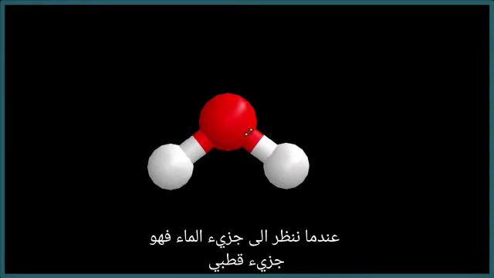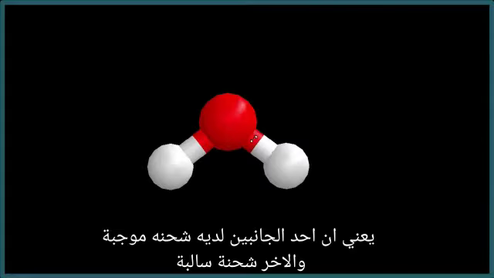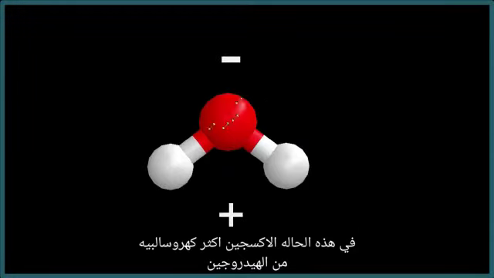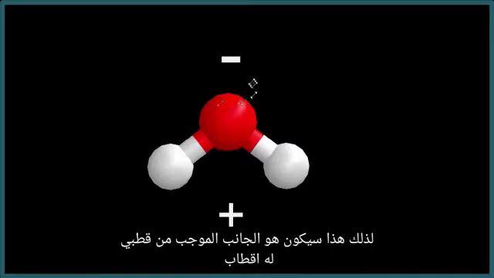When we look at a water molecule, it is a polar molecule. That means that one side has a positive charge and the other has kind of a negative charge. We call it a dipole. In this case, oxygen's more electronegative than the hydrogens. So this is going to be the negative side, and this is going to be the positive side. It's polar, it has poles.